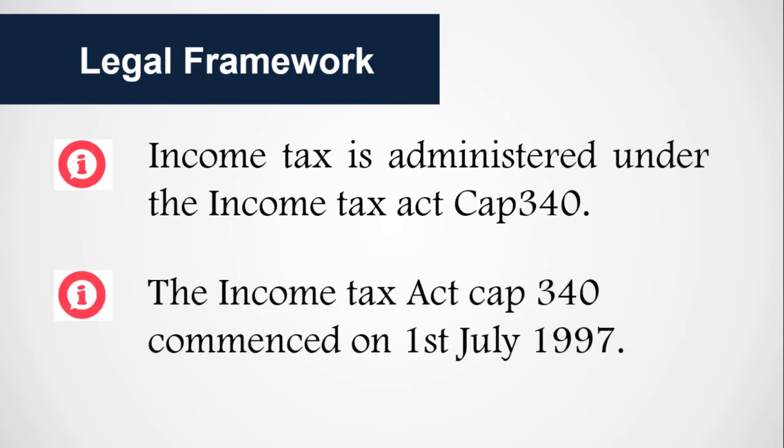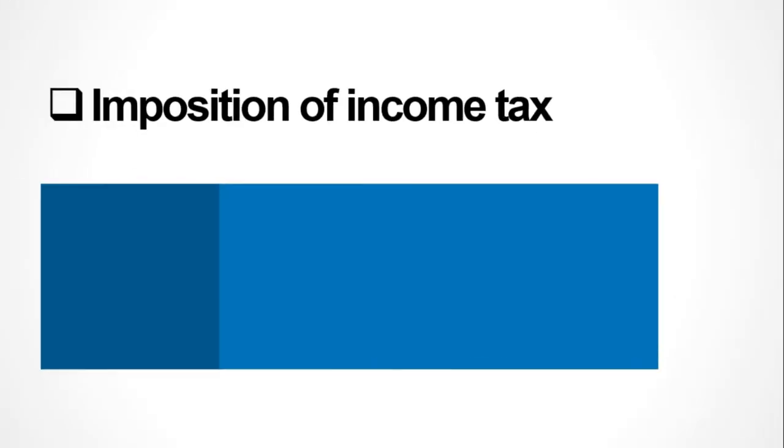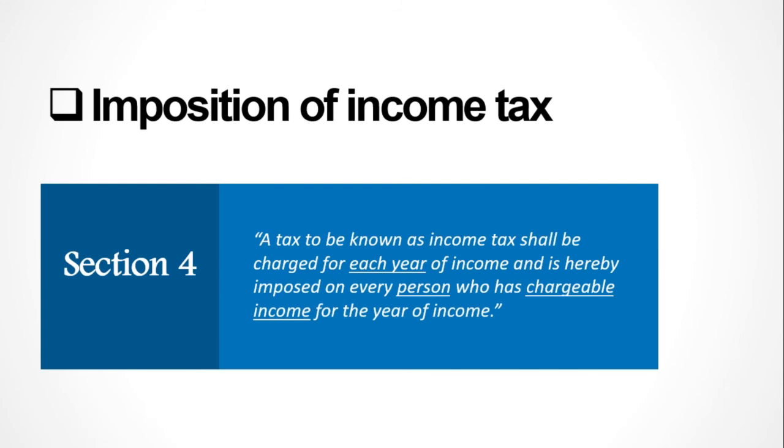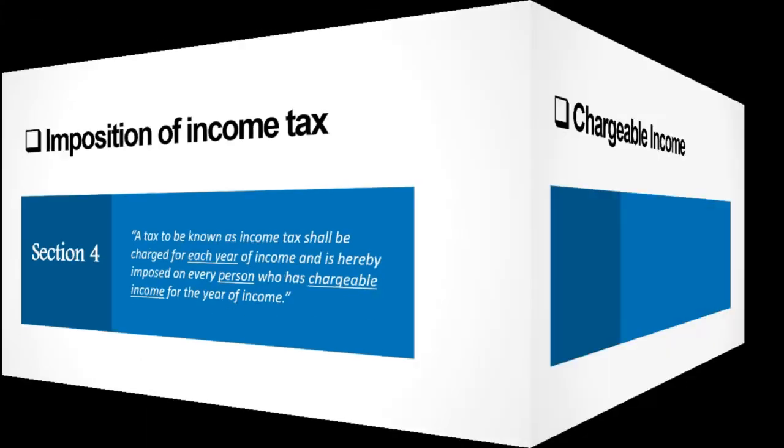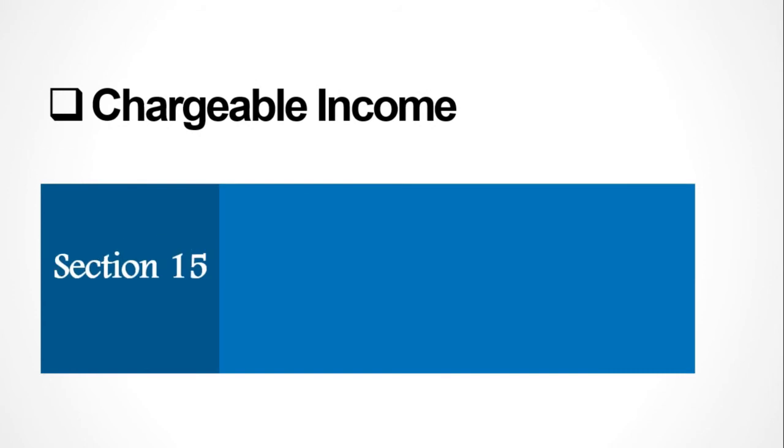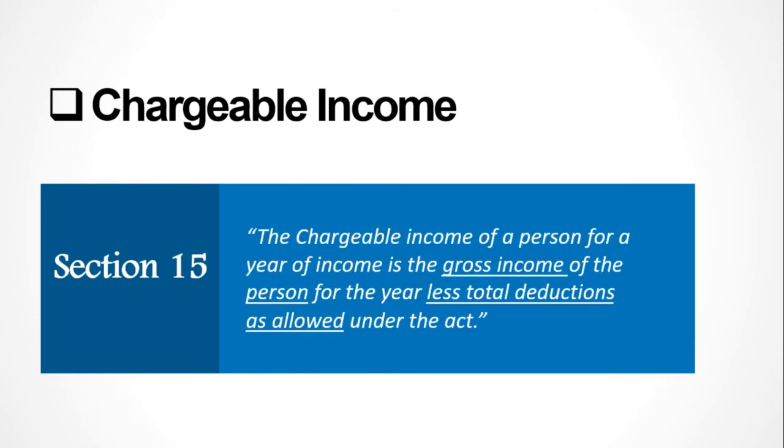Our discussion will again move into the imposition of income tax, which is as per section 4. We shall be able to explain all this, how the tax is imposed on the taxpayers. We shall be able to discuss the chargeable income, which is section 15. We shall look at the meaning of chargeable income, and look at the different elements of chargeable income.